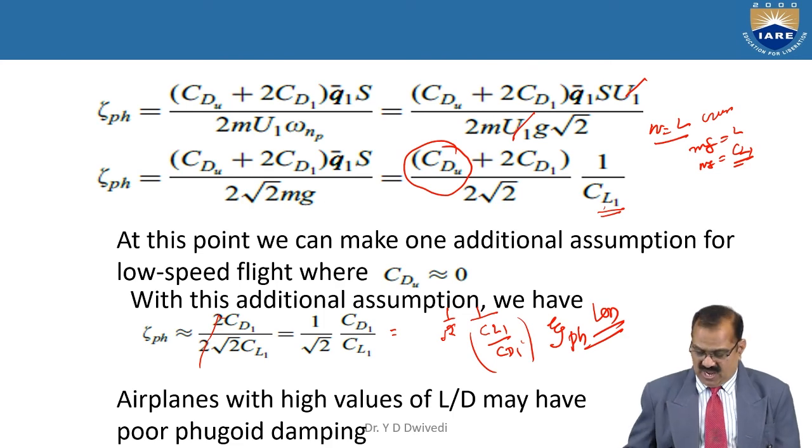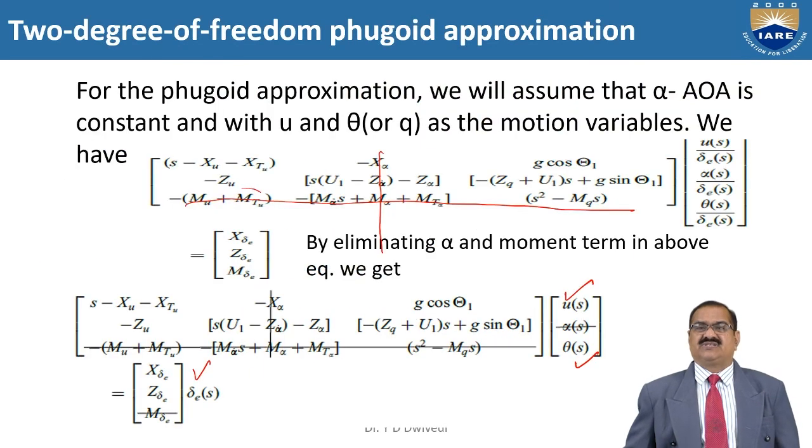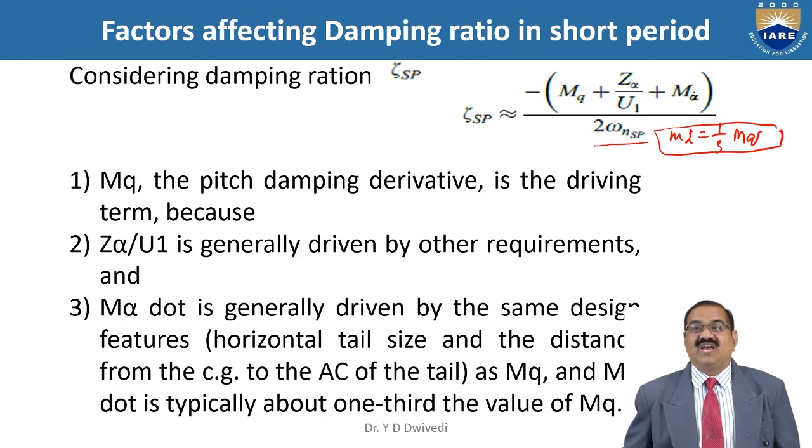Also we have found that in this short period mode, omega_n sp for the short period is directly proportional to C_m alpha, Q1 and the area of your wing and tail. Also it is inversely proportional to the moment of inertia of the aircraft. We have also seen that the damping ratio for the short period is related to M_q, that is the pitch damping.